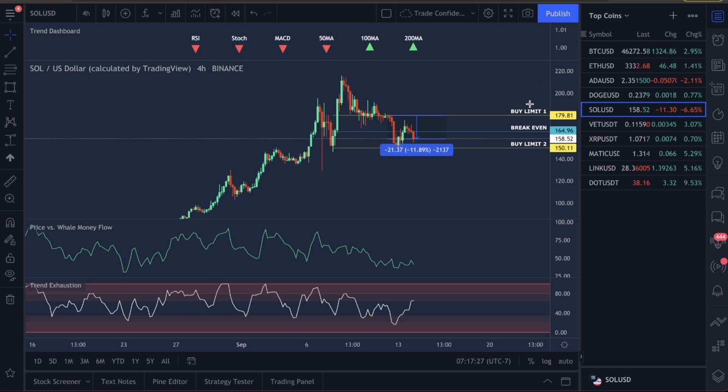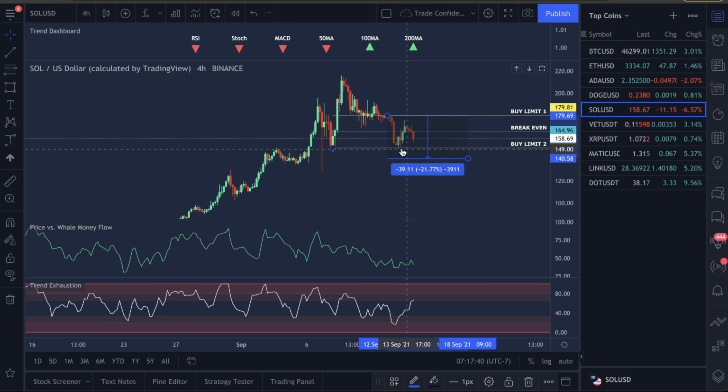Our first buy limit for this was when we started crashing down. We waited for the crash so we could get this on discount, okay? First buy limit was 179.81. Our second buy limit was at 150.11. Our second buy limit, let me get this out of the way, has been hit down here.